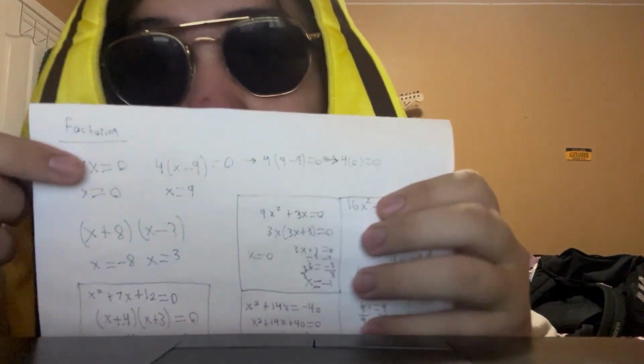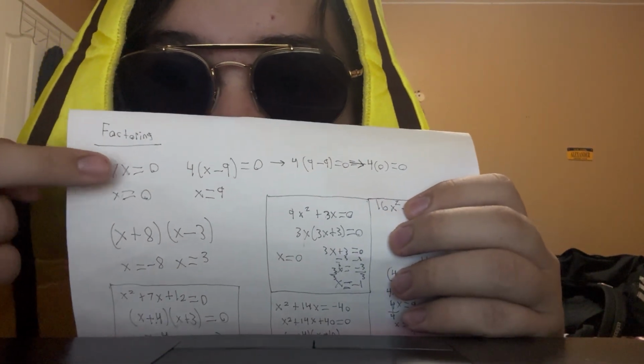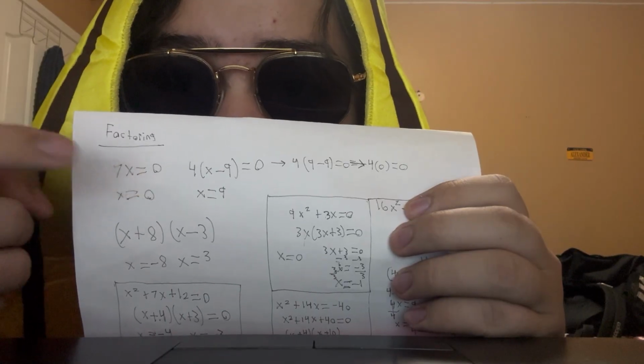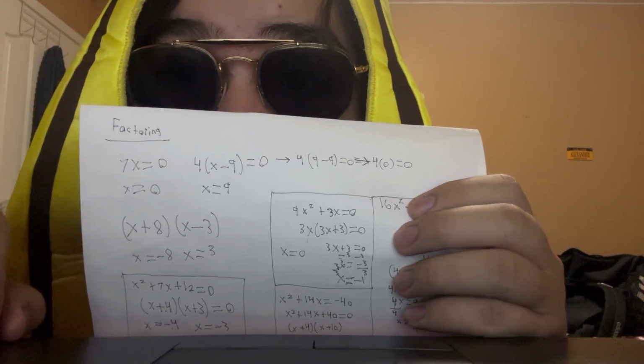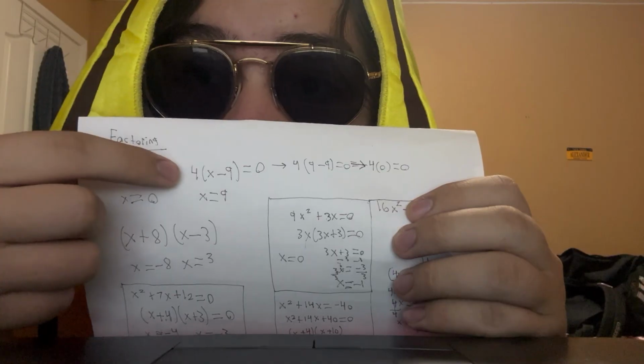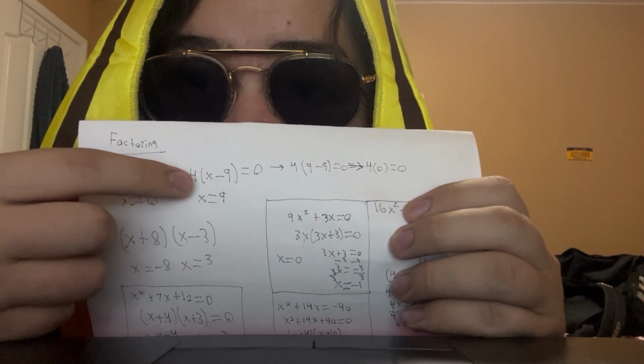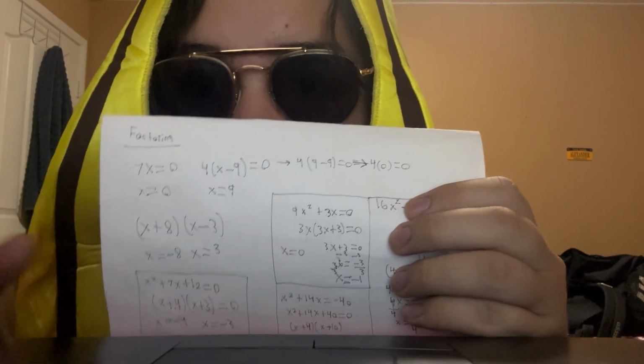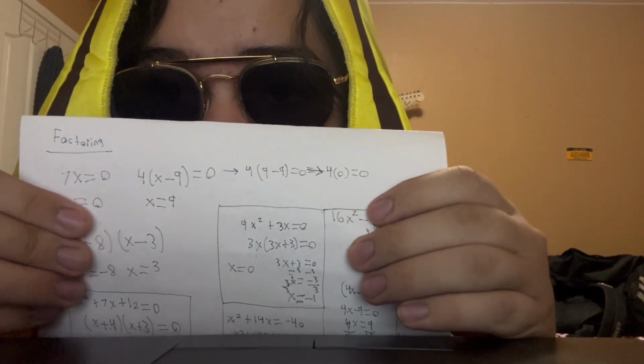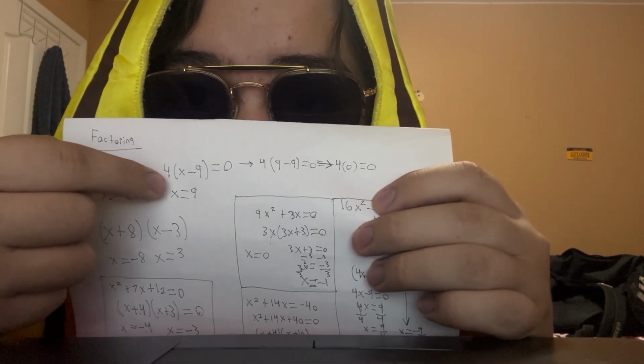This seems pretty easy, right? That's just common sense. Well, using that, we are able to advance it into factoring. First off, let's look. 7x equals 0. That means x has to be equal to 0. Something a little harder: 4 in parentheses x minus 9. Well, what we have to do is that x obviously has to equal 9.